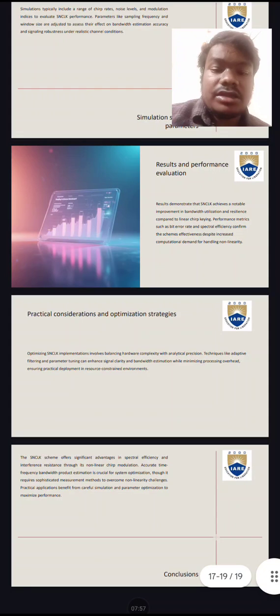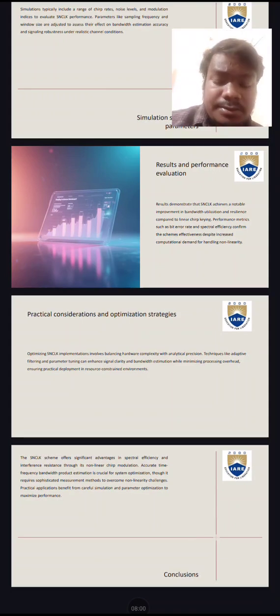Results and performance evaluation. Results demonstrate the SNCLK achieves a notable improvement in bandwidth utilization and resilience compared to linear chirp keying. Performance metrics such as bit error rate and spectral efficiency confirm the scheme's effectiveness despite increased computational demands for handling non-linearity.